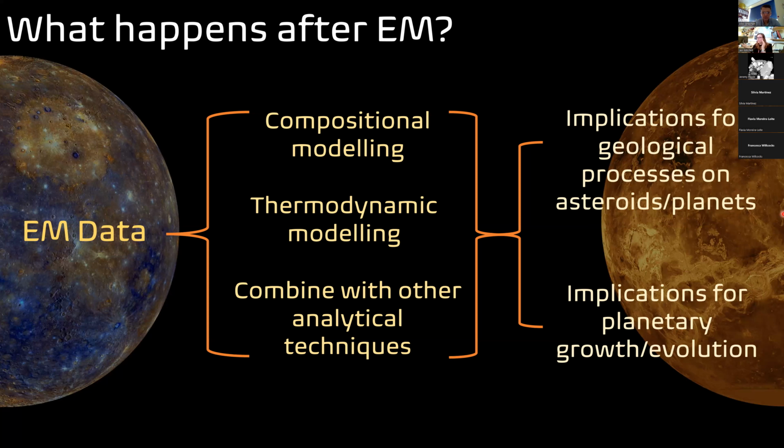And we can then use all those other models, all that EM data, and we can use this to basically work out what geological processes were happening on other asteroids and planets billions of years ago. And what does this mean in terms of planetary growth and evolution and things that we otherwise wouldn't be able to work out or be guessing about.